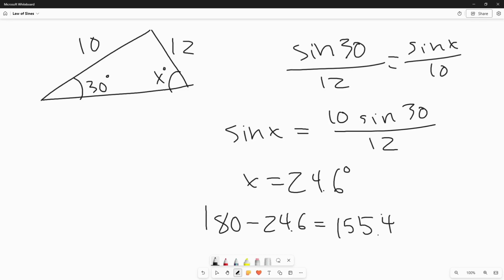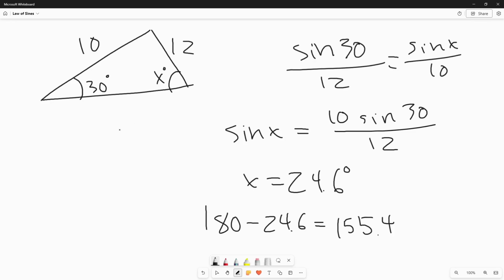And our two answers are 24.6 and 155.4. However, you can't just leave it like this where you have two possible answers, even though in some cases you will have two possible answers, but you always have to check. So since we have one other angle, we need to check if it is possible to have the other angle in the triangle with this angle.